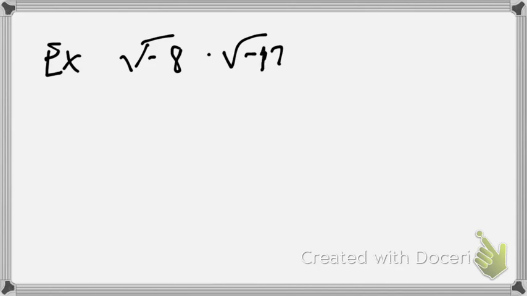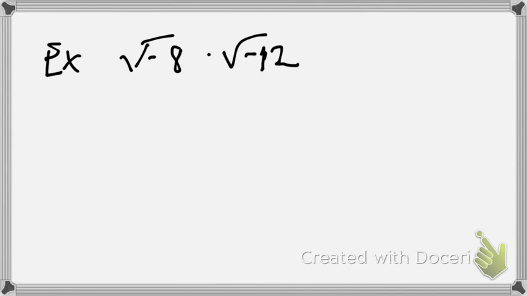Alright, the first example, we're going to do the square root of negative 8 times the square root of negative 12. Now you might be tempted to say, okay, I'm going to multiply negative 8 times negative 12, that's going to give me a positive underneath the square root, and then I can go from there. But you cannot do that.